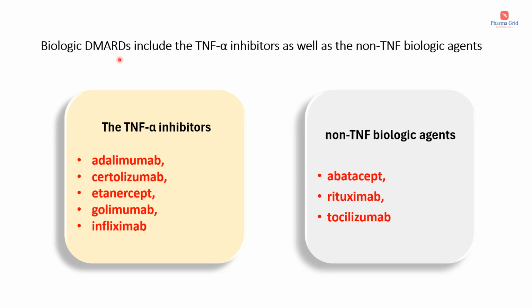Biologic disease modifying antirheumatic drugs, or the biologic agents for the treatment of RA, include TNF alpha inhibitors as well as the non-TNF biologic agents. TNF alpha inhibitor examples include adalimumab, certolizumab, etanercept, golimumab and infliximab. Non-TNF biologic agents include abatacept, rituximab and tocilizumab.